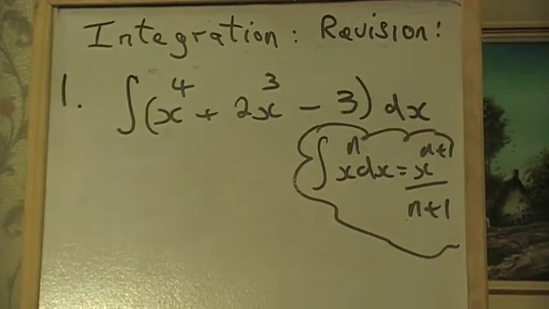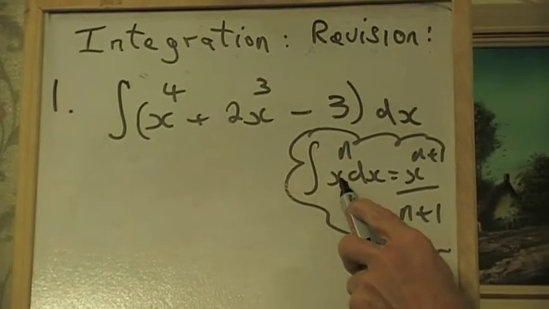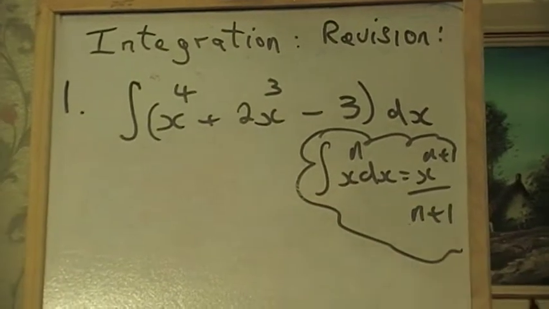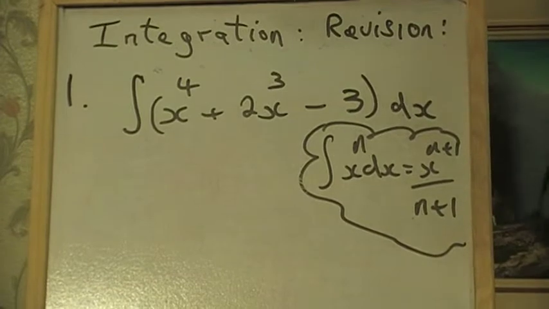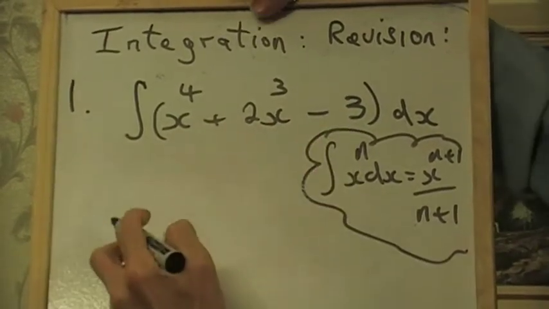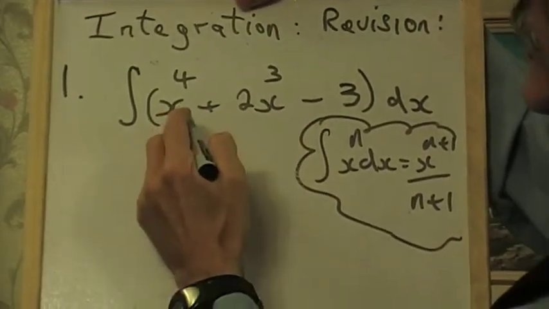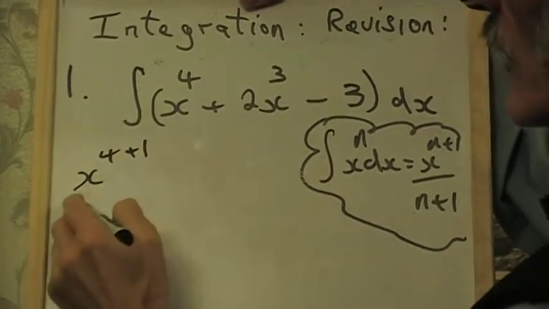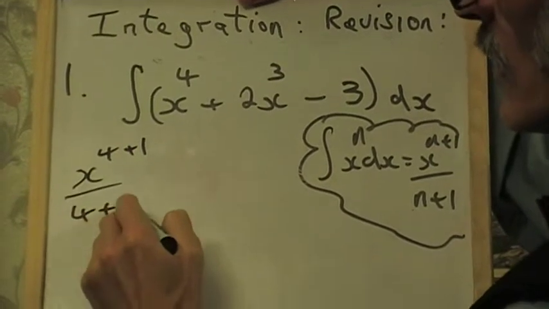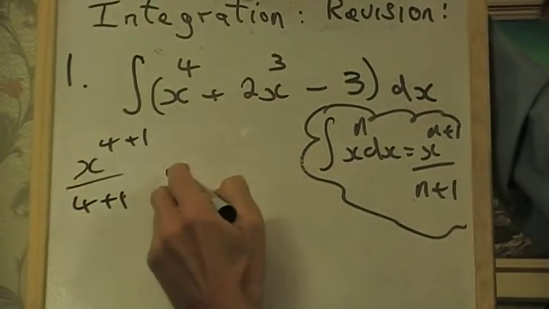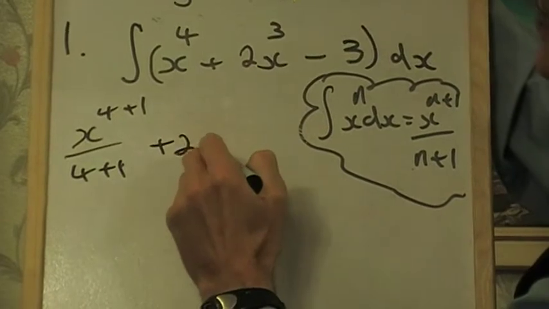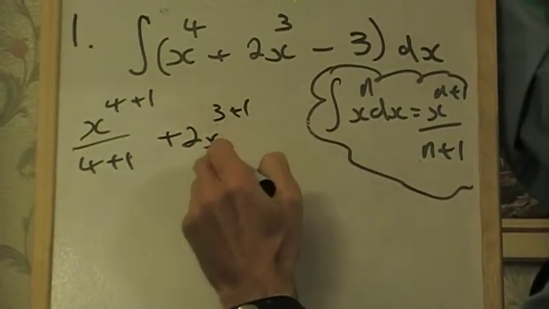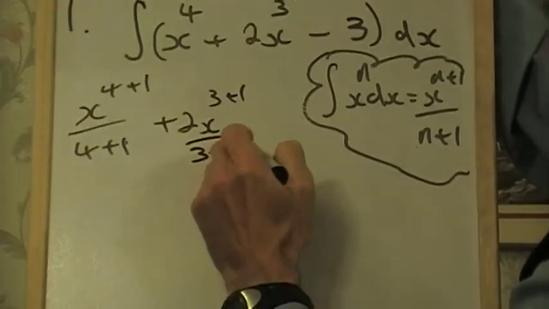You will remember that your integral formula is the integral of x to the n dx is equal to x to the n plus 1 over n plus 1. So what we do now is we integrate each of these terms using the formula. The first one then will be x to the 4 plus 1 over 4 plus 1. The second term will be 2x, don't forget the 2 in front there, 2x to the 3 plus 1 over 3 plus 1.